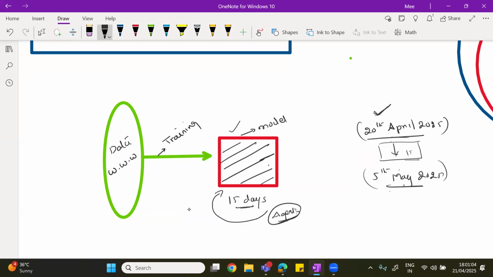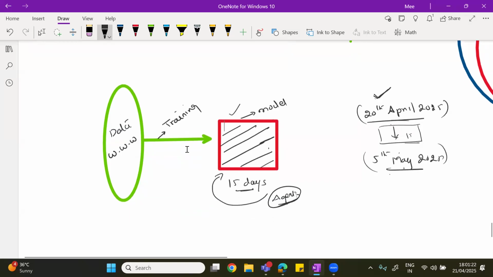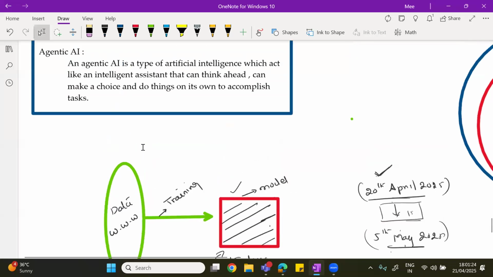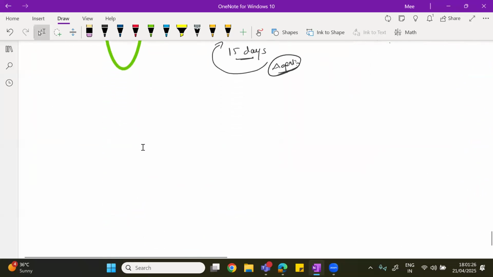Again, it has been in the market for just, you can say, six months to one year. It came into the picture and is being used very effectively. This is implemented with RAG and all these things. So this is what is called agentic AI.